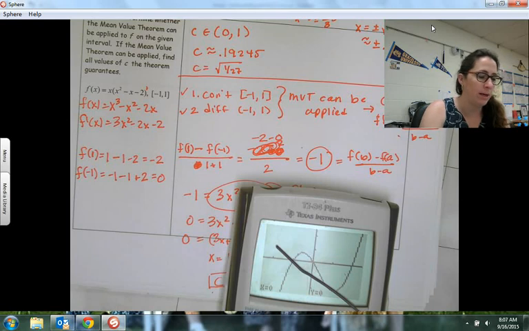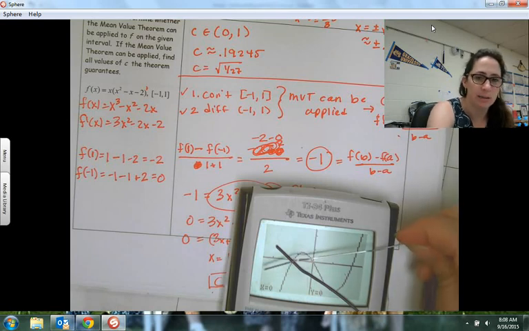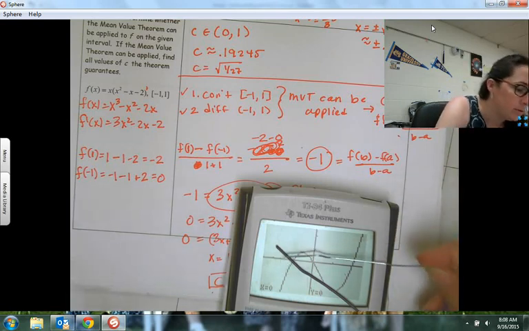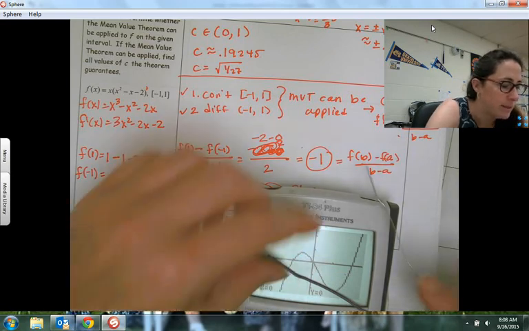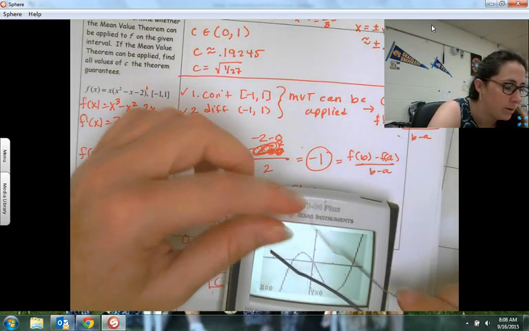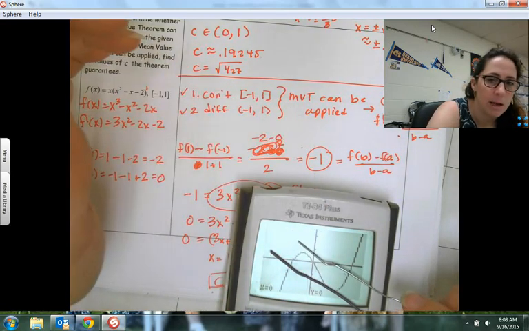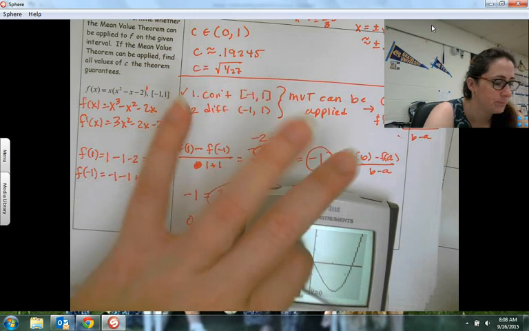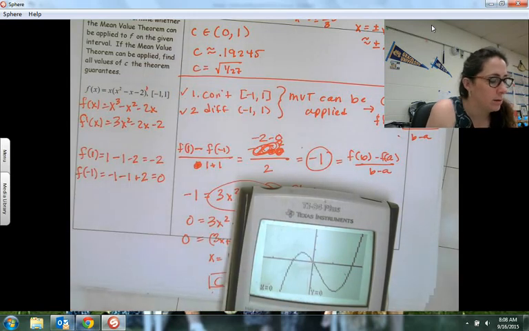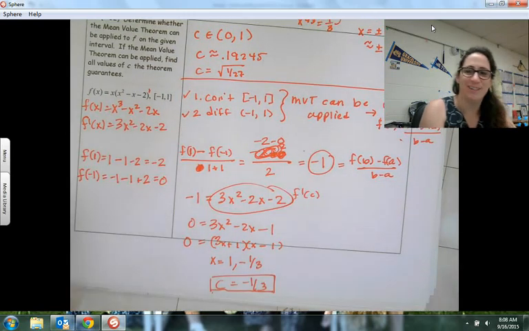And if I follow this curve, it looks like about right there is when I'm going to have the same slope. And that value is at -1/3. Woohoo! That's the mean value theorem.